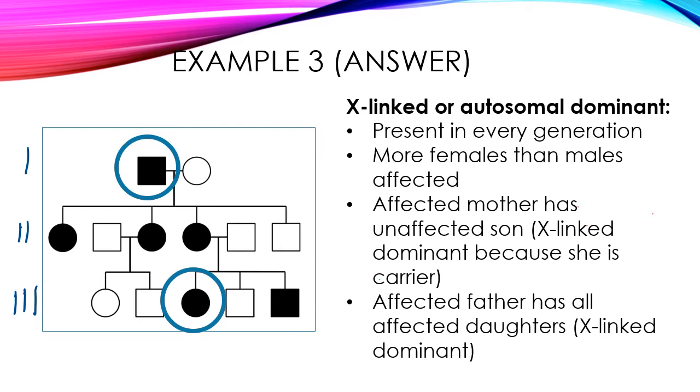Now, in terms of evidence, I can see that I have an affected mother over here who has an unaffected son. So she's most likely a carrier in order for her son to receive that recessive allele and be unaffected. Another piece of evidence is that the affected father has affected daughters, so they would have received that affected allele from their father.